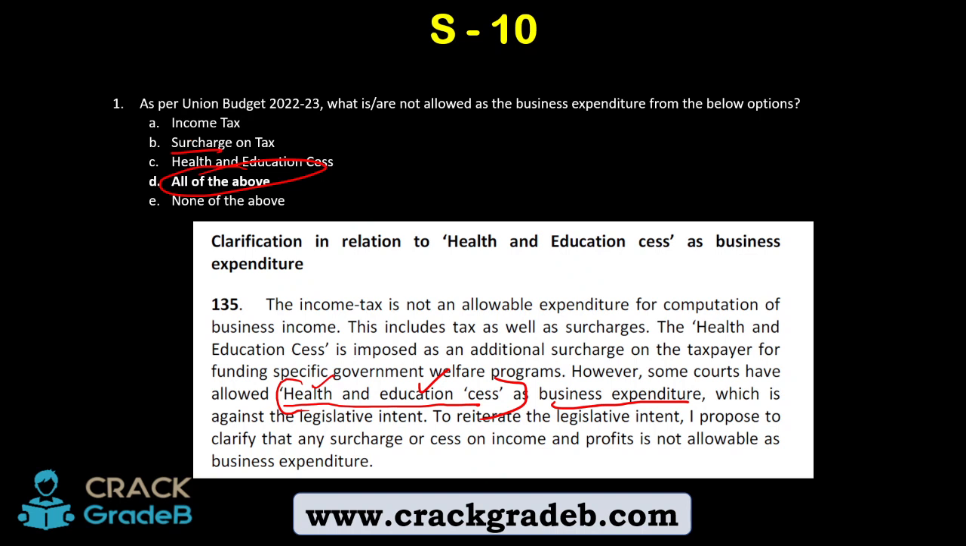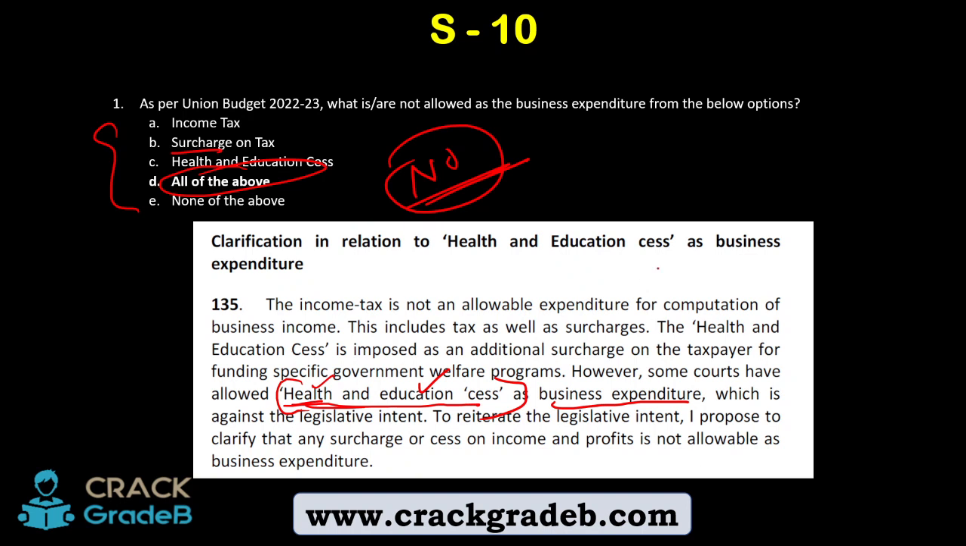We don't know. But when the government is saying that they are collecting cess in regard to health and education, they will have to spend that amount on health and education. So some courts have allowed businesses to show this amount as a business expenditure. Whereas it has been clarified by the finance minister in this Union Budget that no, those are not expenditure, those are tax, right? Those are tax.